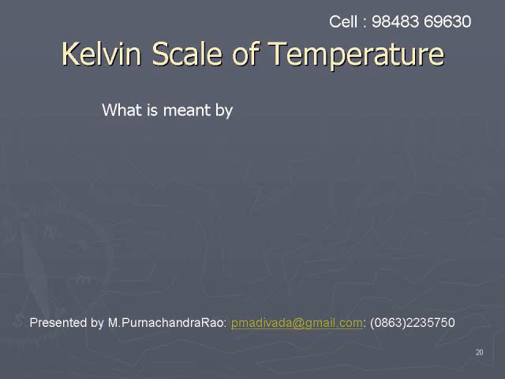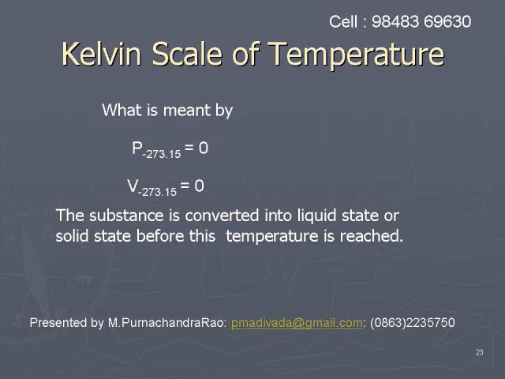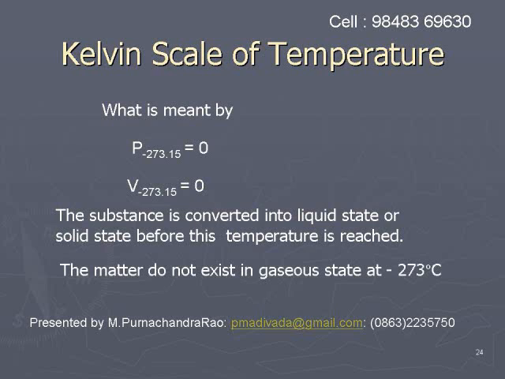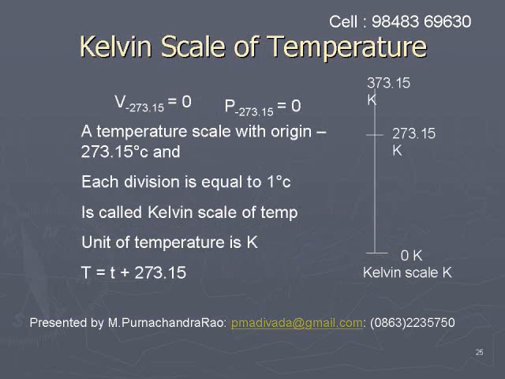What is meant by the pressure becoming 0 and the volume becoming 0? If the volume is to be 0, then the matter should disappear, but that will not happen. What happens is, as the temperature is decreased, at some temperature the substance will be converted into liquid or solid. So, the substance will not be in gaseous state. At minus 273.15 degrees centigrade, the substance will not exist in gaseous state. That is the meaning of pressure becoming 0 and volume becoming 0.